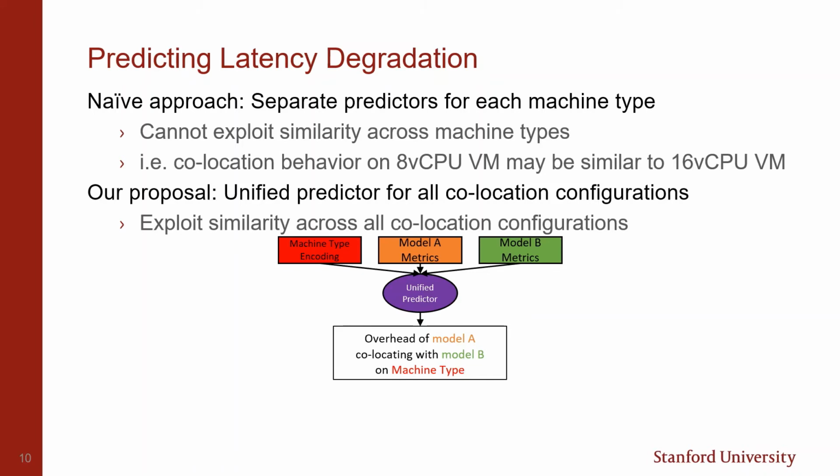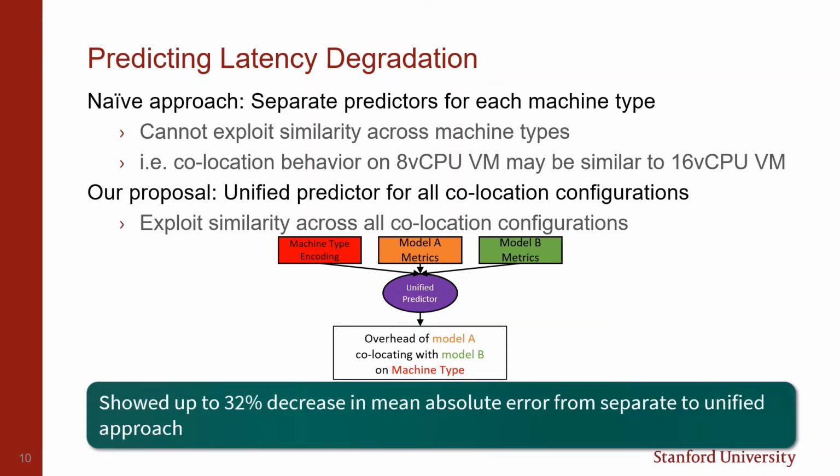The unified predictor takes as input some inference model metrics. For instance, we use the hardware profile metrics of the models, such as the hardware utilization and memory usage. We also include a machine type encoding. This machine type encoding indicates to the unified predictor which machine type to predict the collocation latency degradation for. This machine type encoding can be learned to best exhibit similarity across collocation configurations. Experimental results showed that we get up to a 32% decrease in mean absolute error from using the unified approach against the separate approach.